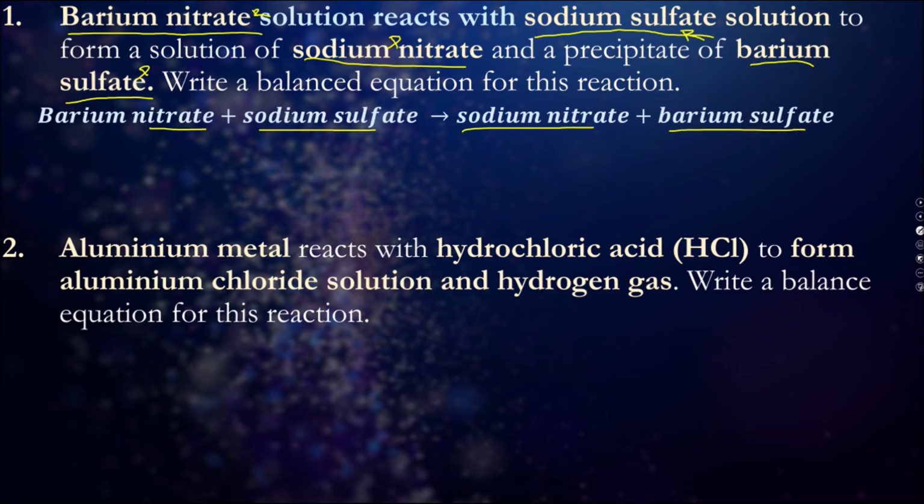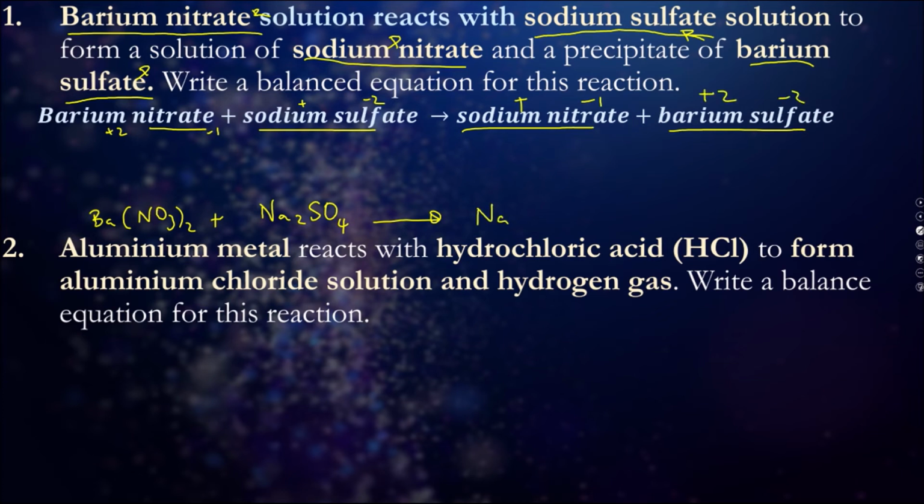If I want to write a balanced chemical equation, firstly I need to look at all the different constituents. So barium is 2 plus, nitrate is 1 minus, so one would say that it would be Ba(NO3)2. Sodium sulfate: sodium is plus 1, sulfate is 2 minus, so it would be Na2SO4. This becomes sodium nitrate, plus 1 minus 1, barium plus 2, sulfate minus 2.